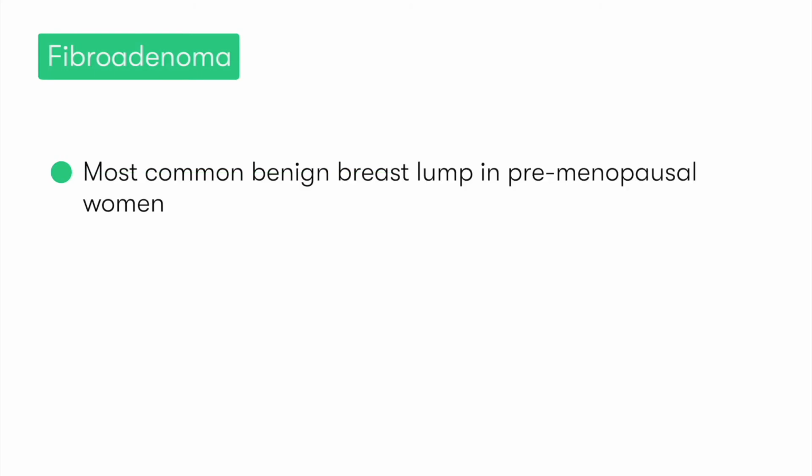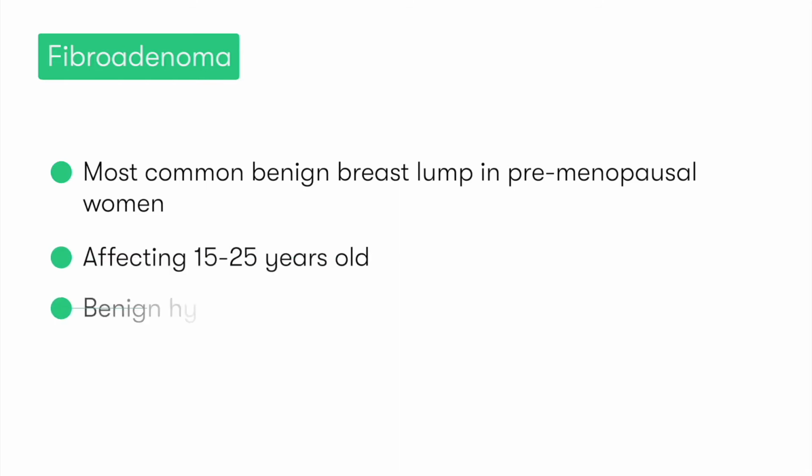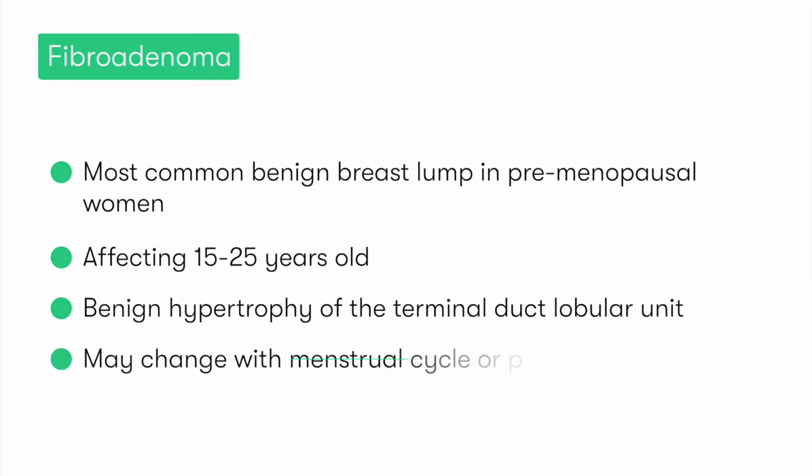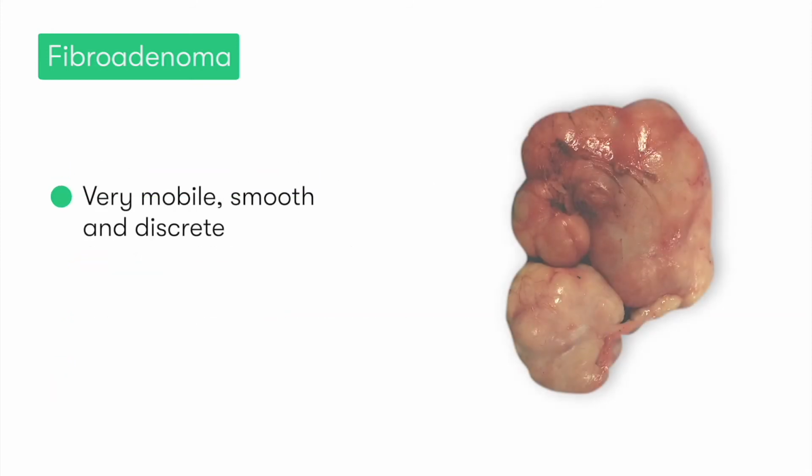Fibroadenoma is the most common benign breast lump in premenopausal women, primarily affecting women between the ages of 15 to 25. It occurs as a result of benign hypertrophy of breast lobules. And in fact, the prominence of the fibroadenoma may actually change during the individual's menstrual cycle or as a result of pregnancy. The typical characteristics of fibroadenomas are that they are very mobile, smooth, and discrete in nature. So essentially, it's clearly distinct from the surrounding breast tissue.